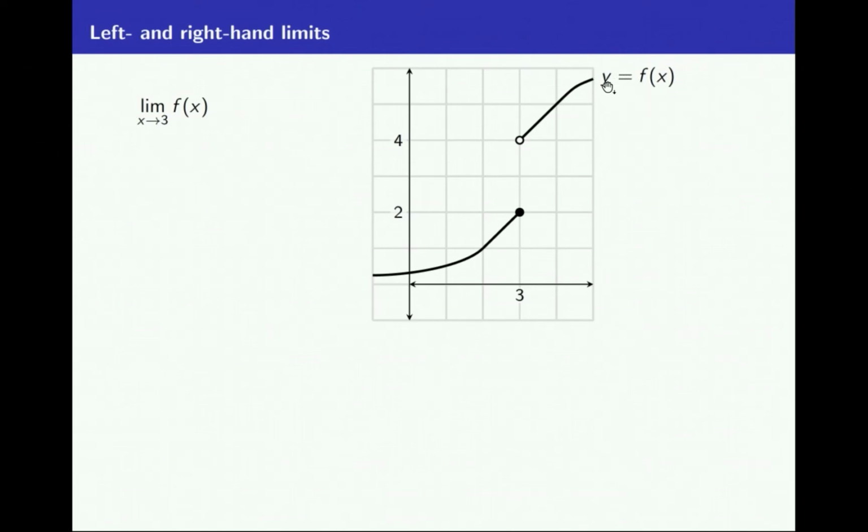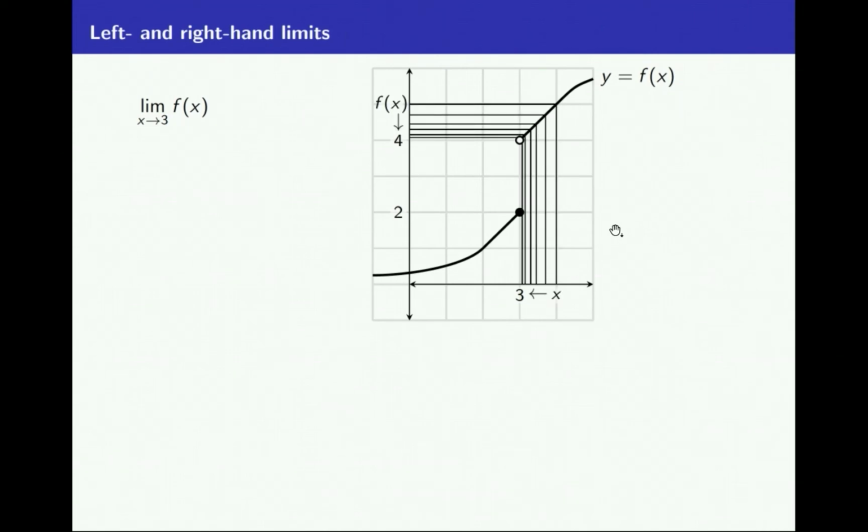I have the graph of a function y equals f of x here, and you can see it has a break in it. And we're asking, what is the limit as x approaches 3 of f of x? That seems a little bit problematic because as x approaches 3 from the right, f of x is getting closer and closer to 4. But as x approaches 3 from the left, f of x is getting closer and closer to 2. A limit has to be a single number. It can't be equal to two numbers. What are we going to say this limit is?